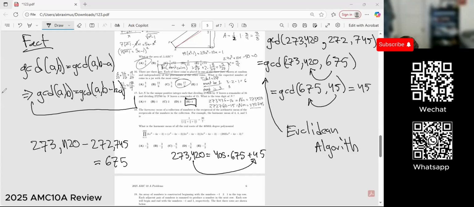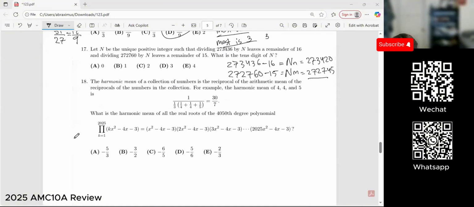All right. So problem 18 is about one of my favorite topics. I love my job because I get to talk about the harmonic mean like every other week. So the harmonic mean of a collection of numbers is the reciprocal of the arithmetic mean of the reciprocals of the numbers in the collection. For example, the harmonic mean of 4, 4, and 5 is 1 over 1/3 of 1/4 plus 1/4 plus 1/5. What is the harmonic mean of all the real roots of the 450th degree polynomial?